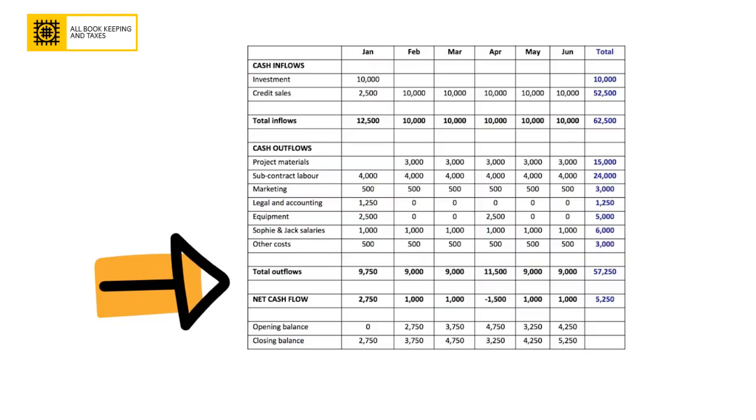At the bottom of the cash flow statement, you'll find a summary showing the opening balance, the total change in cash during the period, and the ending balance. This ensures that your cash flow statement aligns with your actual bank account balance.